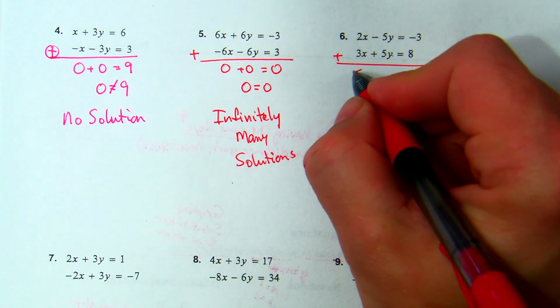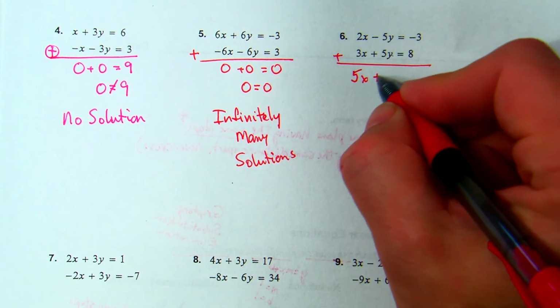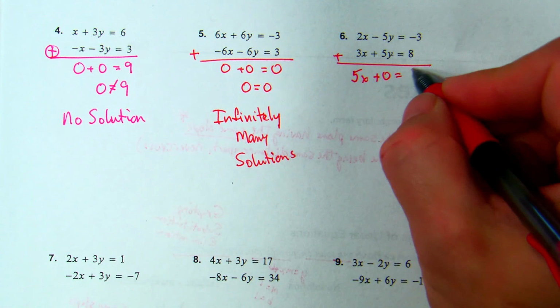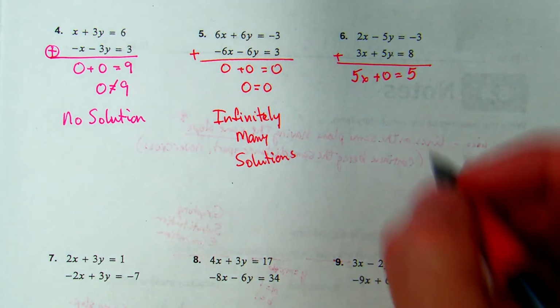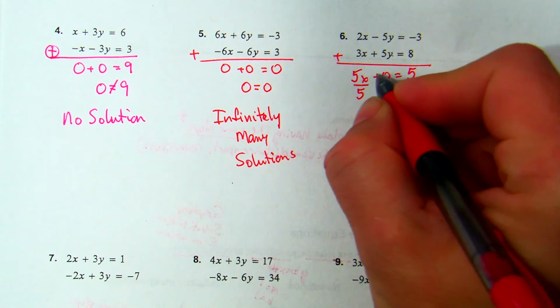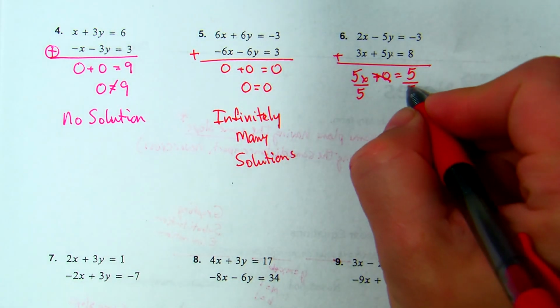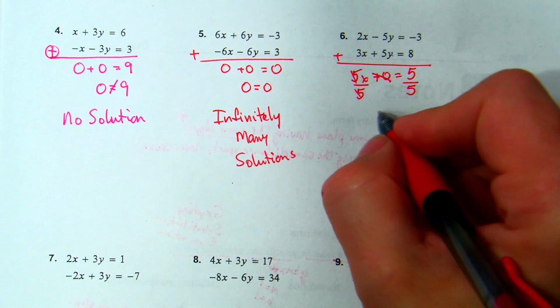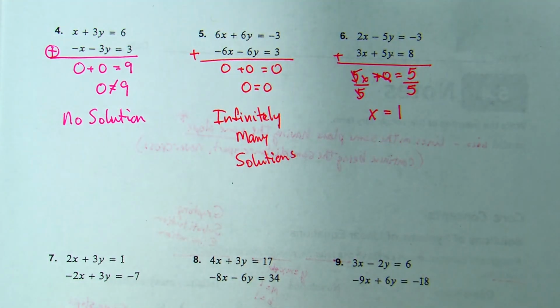I can use addition again because I have opposite signs. So if I add these, I'm going to have 5x. Like we mentioned, my y terms should go away. If I add these together, I should end up with 5. 8 and a negative 3 should equal 5. If I divide both sides by 5, the 0 doesn't affect us now. It goes away. Divide this side by 5. That becomes a 1. So x is going to equal 5 over 5, which is also a 1.